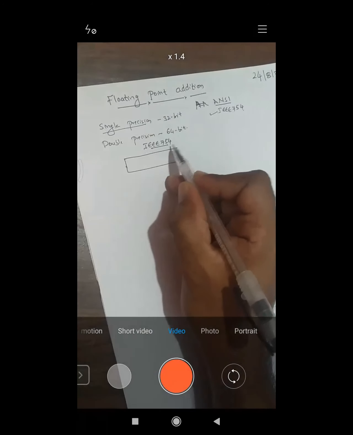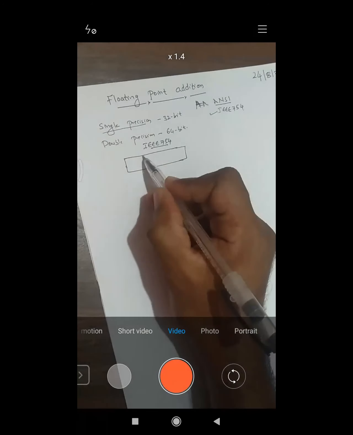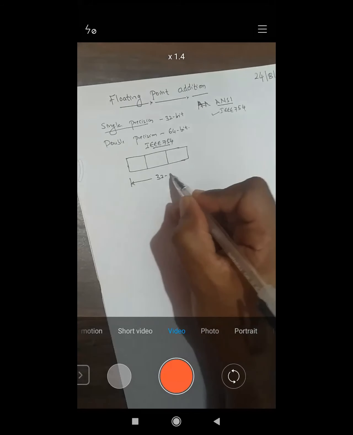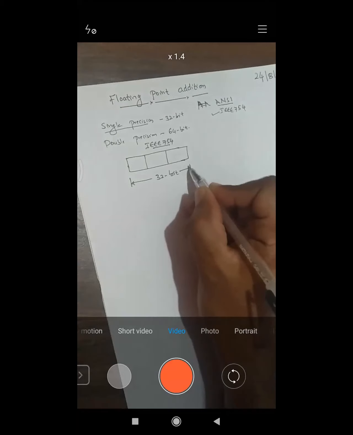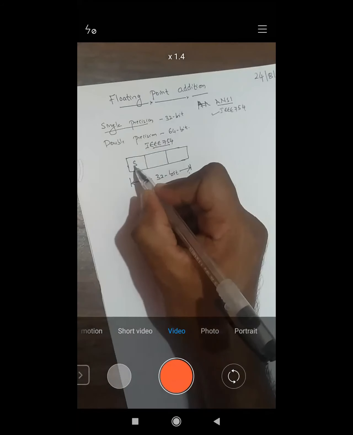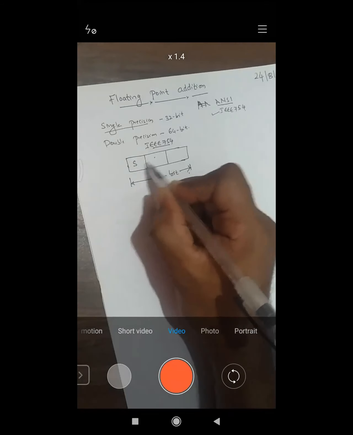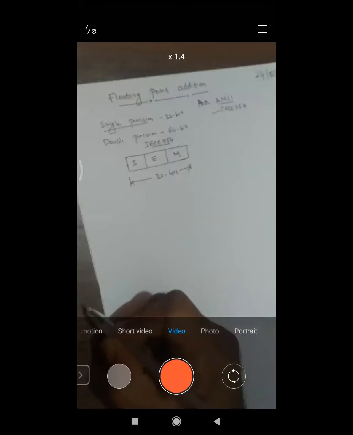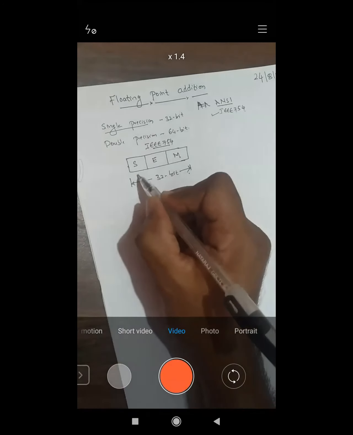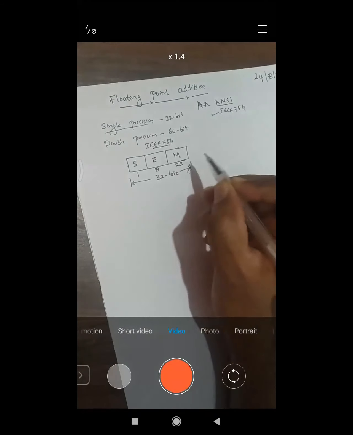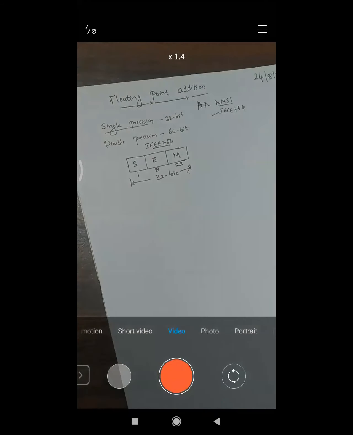So IEEE 754, this 32-bit single precision, has three components: sign, exponent, and Mantissa part. And the size of the sign is 1 bit, the exponent is 8 bit, and the remaining 23 bits are reserved for the Mantissa. So that was the idea.